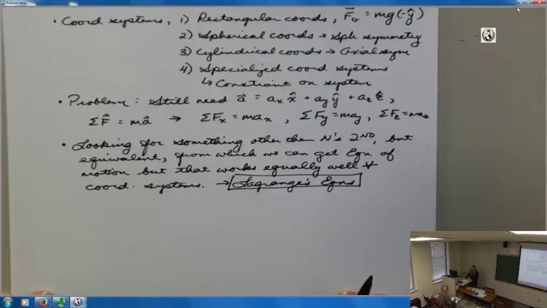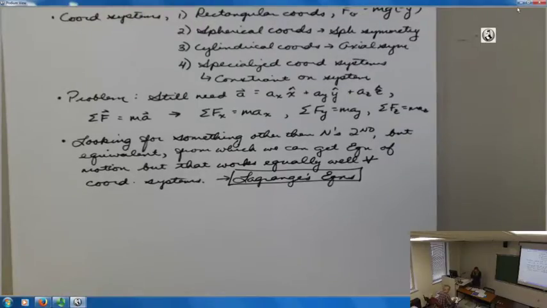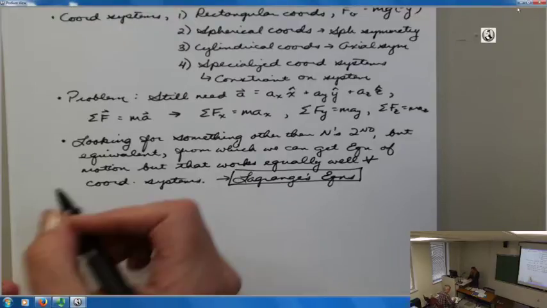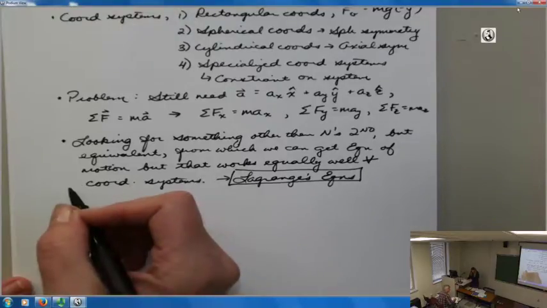How much do you guys already know about variational calculus? That's fine. All right. Okay. So let's start with a couple of examples, just as your author does.